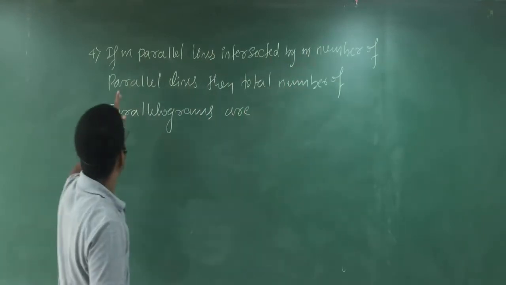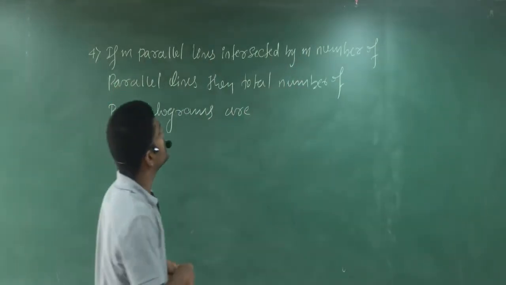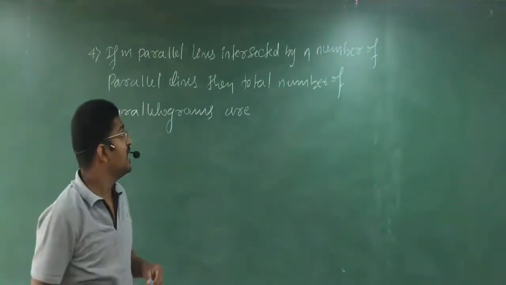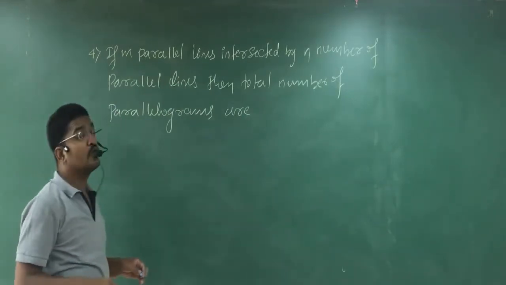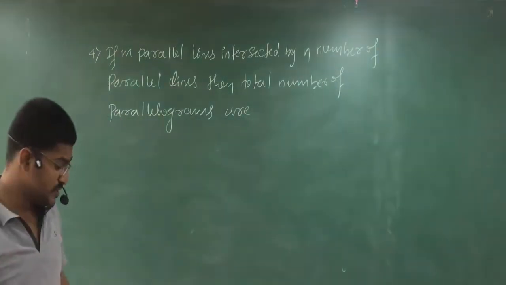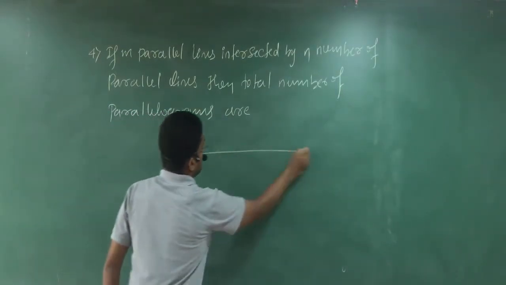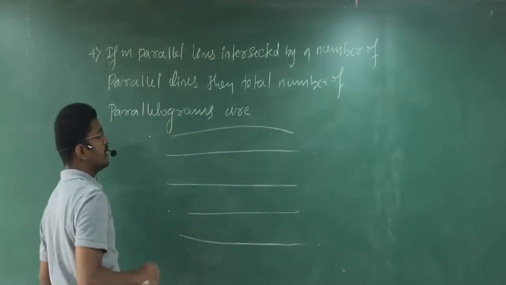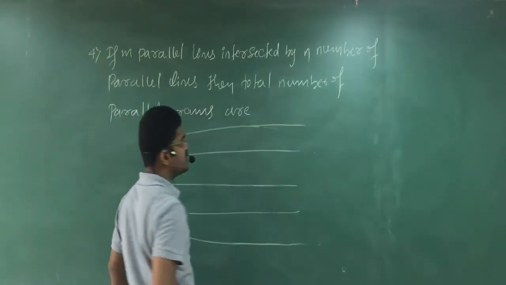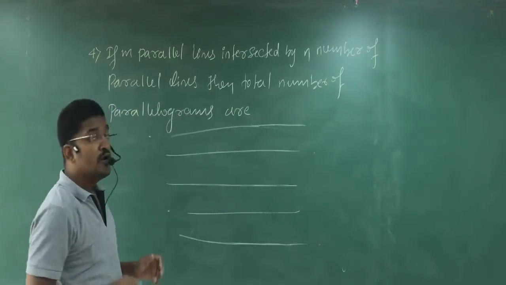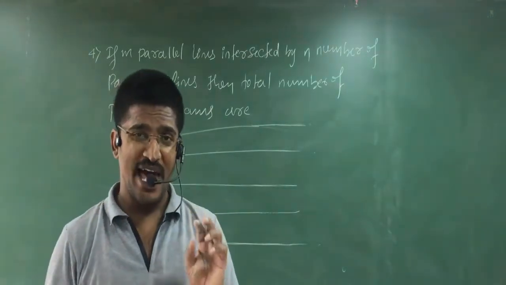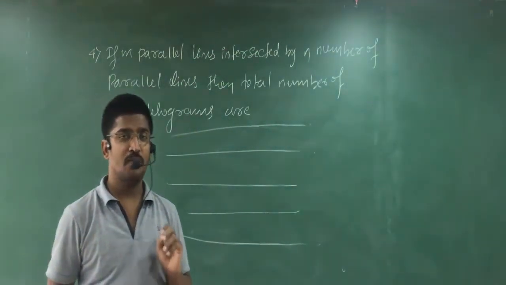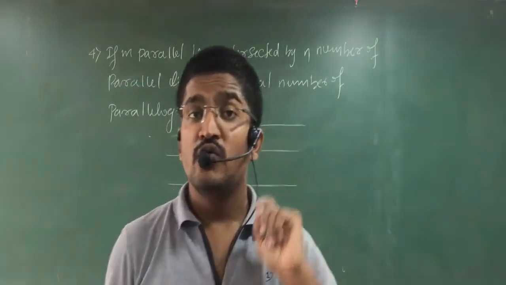if m parallel lines are intersected by n number of parallel lines, then the total number of parallelograms is? Okay, students. So see here, there are m number of parallel lines like this. To draw a parallelogram, I need 4 lines. Please remember, to draw a parallelogram, I need 4 lines.